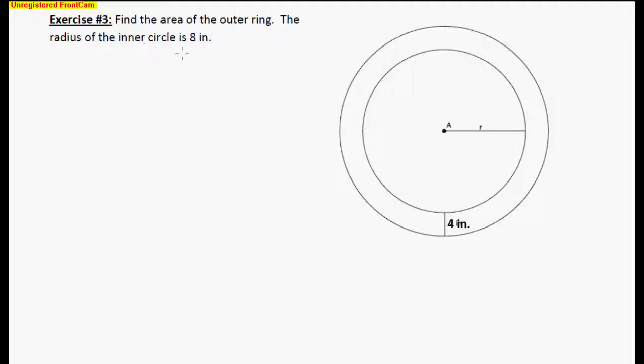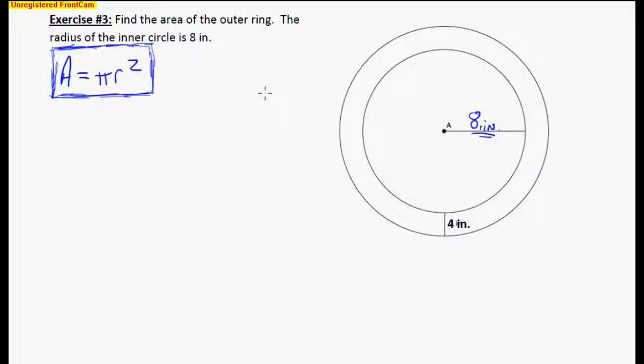The radius of the inner circle is 8. I'm going to go ahead and put that right on here. This is 8 inches. And I need to know my formula. Again, I've got to recall from previous work that my formula for the area of a circle is A equals pi r squared. If I don't know that formula, then you're not doing the problem. So I've got to start there.